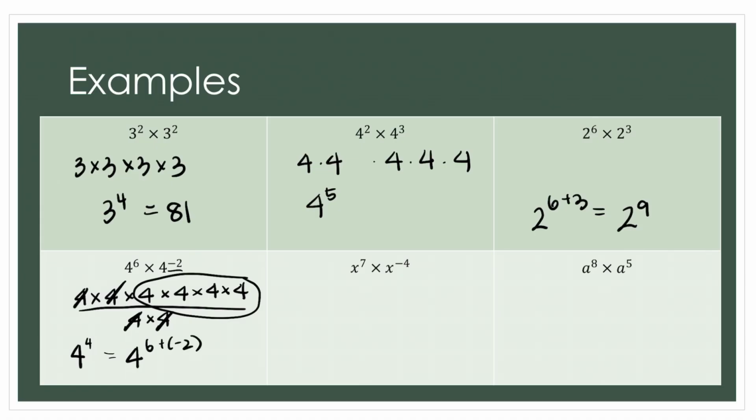The base is the same. Yes, we don't know what it is, it's just a variable, but you can still add the exponents because you're multiplying and the bases are the same. So 7 plus negative 4 is 3, so the answer would be x to the 3rd power. And like I said, you can expand that if you want to. And last but not least, we have a to the 13th power because 8 plus 5 is 13.